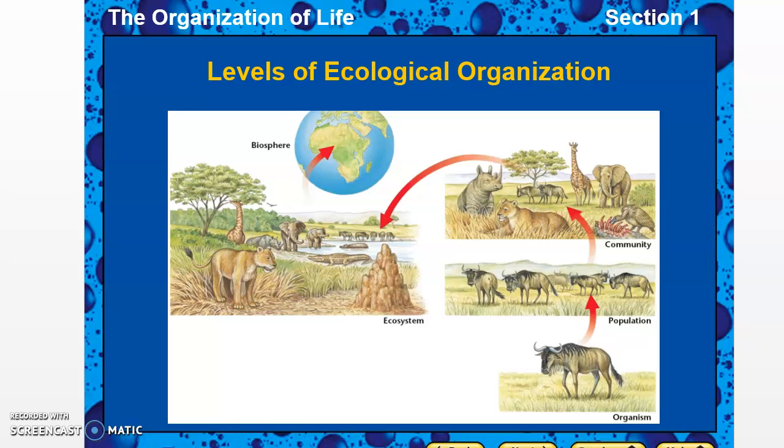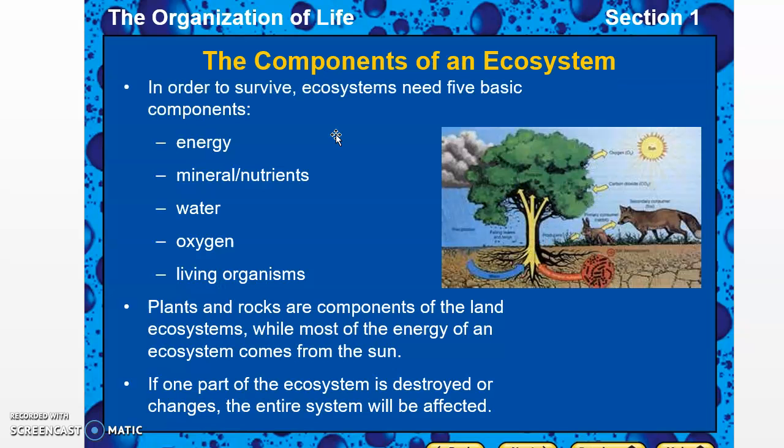There are different levels of ecological organization. We start with an organism, which is the individual. Then you have a population, which is a group of the same species. Then you have a community, and that's a lot of the living things that are in that area. And then you have the ecosystem, which is the living things as well as the non-living things. And then you have the biosphere, which is life on Earth.